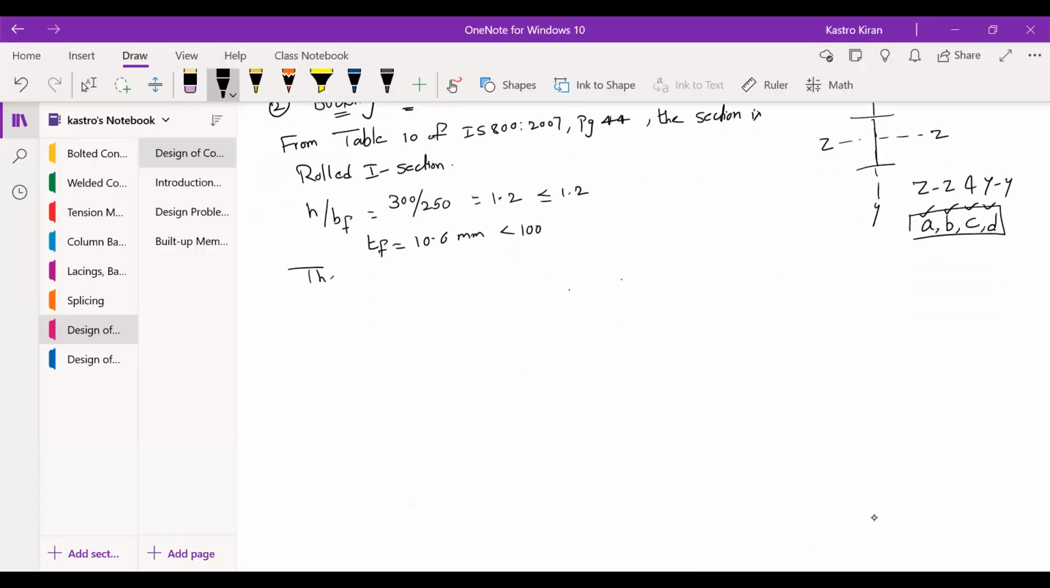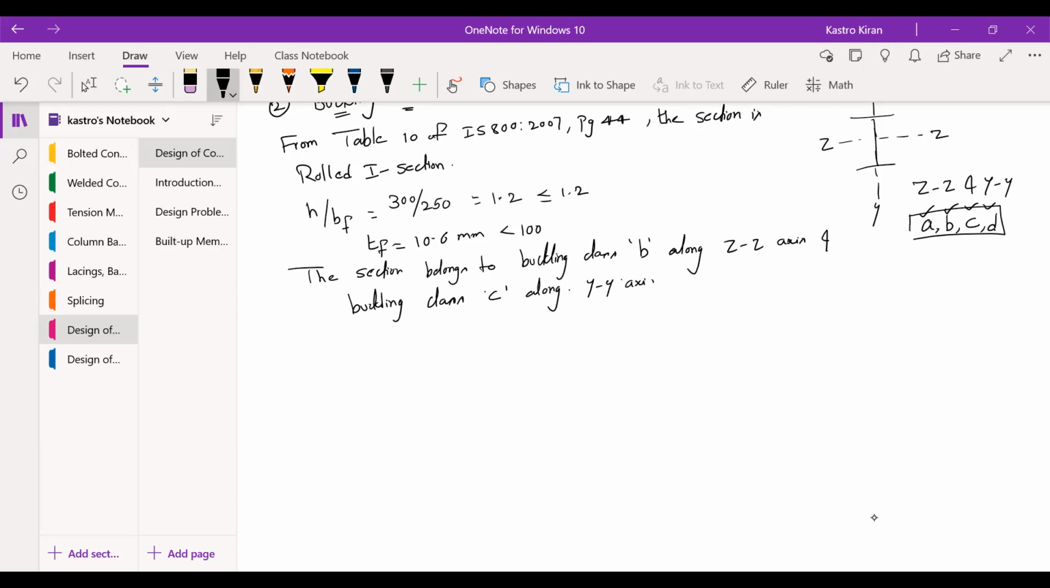So the section belongs to buckling class B along the ZZ axis, and the same section belongs to buckling class C along the YY axis, right? That is what we are talking about. The section belongs to buckling class B along ZZ axis and buckling class C along YY axis.